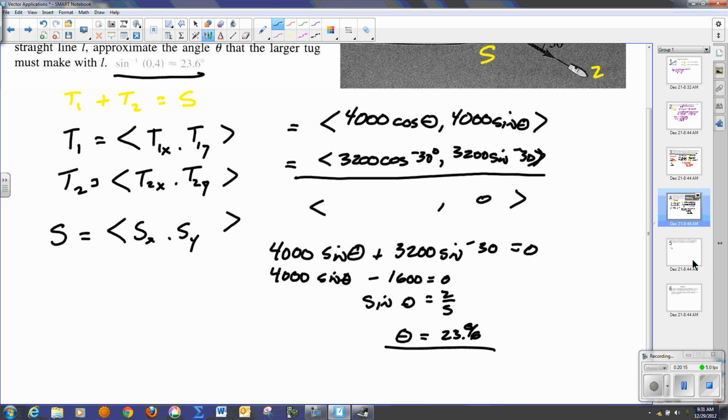So the trick to all these is finding out the x and y components, adding them up, and getting some kind of z component.